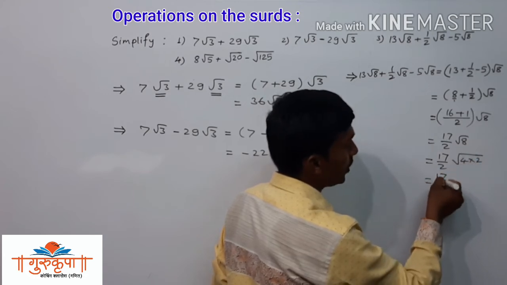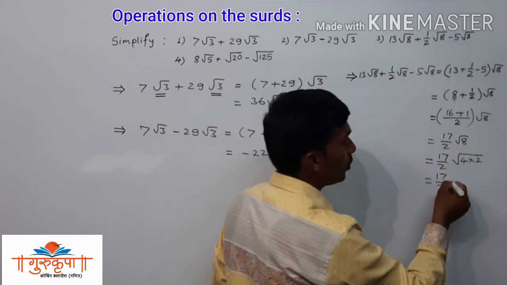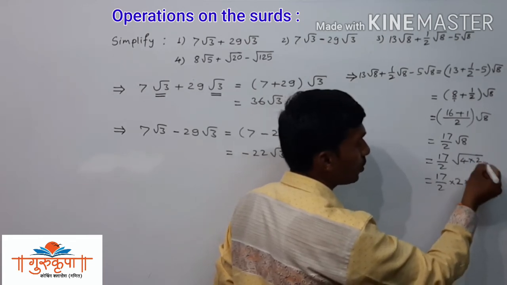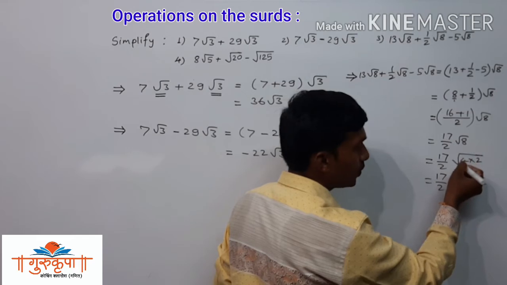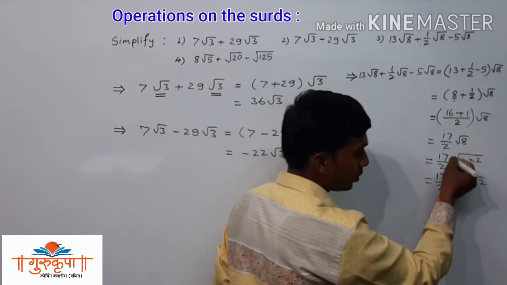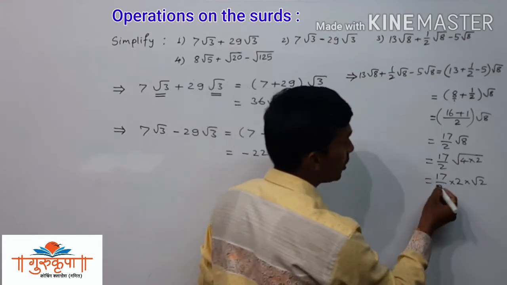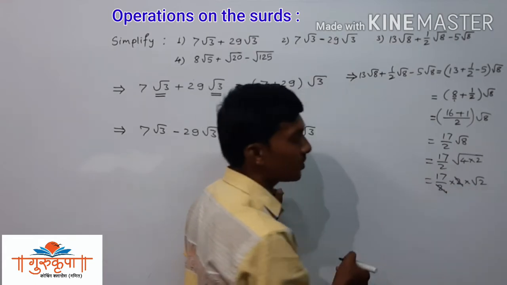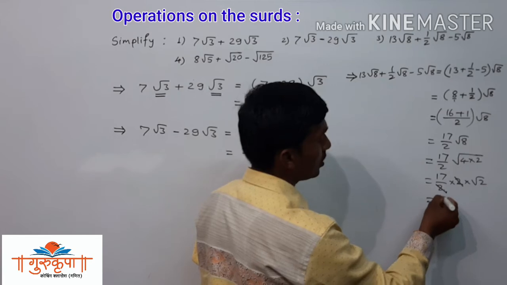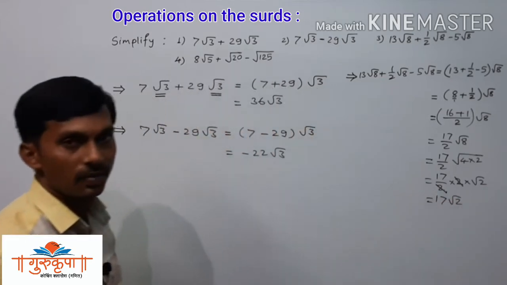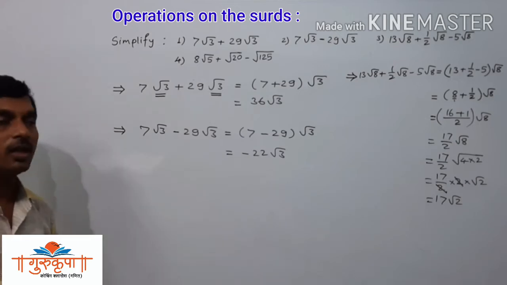Now you can simplify this as 17 upon 2. Here square root of 4 is 2. Now inside the square root only 2 is remaining. This 4 we take outside. So square root of 4 is 2, and only 2 is remaining inside the square root. Here 2 gets cancelled, and the final answer is 17 root 2. That is the simplification.